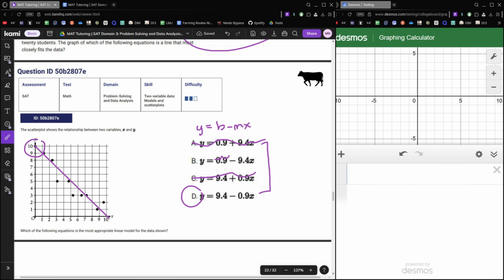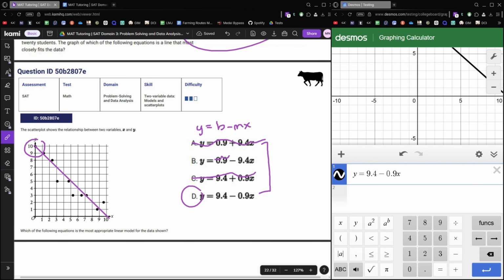Would you look at that? Just by using our equations and our knowledge of the slope-intercept form, we instantly found the answer without doing regression or even plugging any of our answer choices in. But of course for fun, I will always do it. I just plugged in the equation.